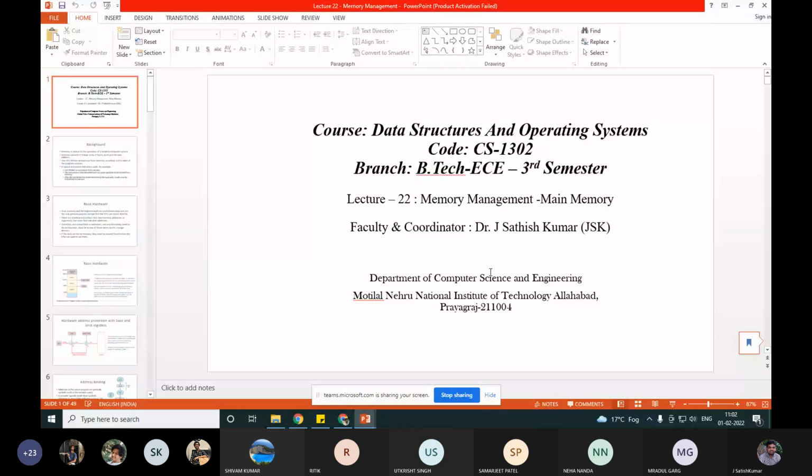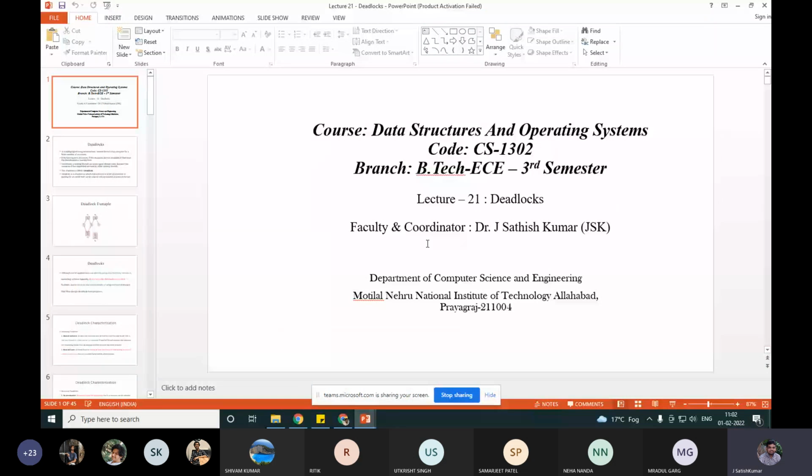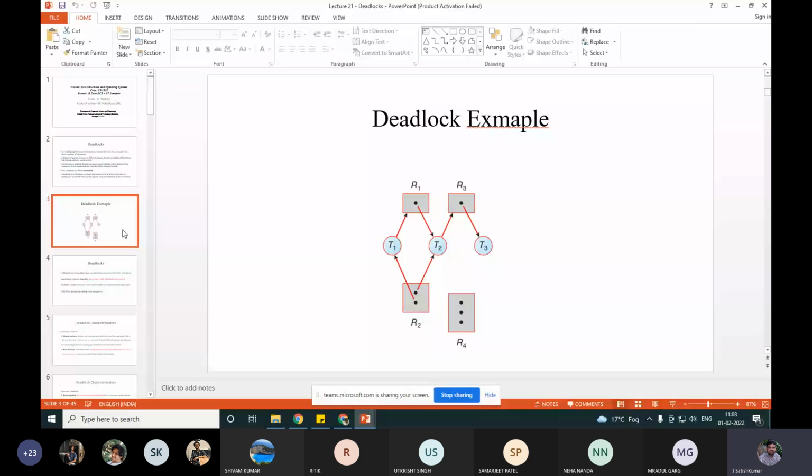Okay, today we'll discuss memory management. But before that, in the previous class, we discussed deadlocks. Let me go through that in just 2 minutes, then we will get back to memory management. So, deadlock is when resources are held by other processes and they keep on waiting, then there is a deadlock.